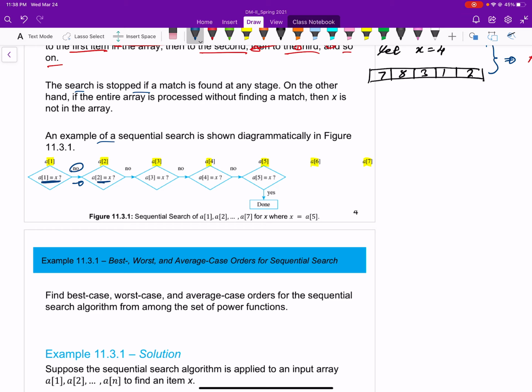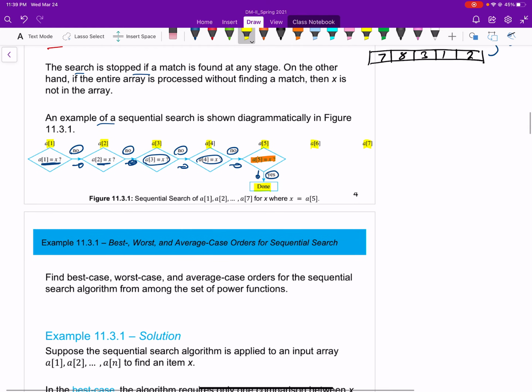Now you check whether the second element is x. No, then you move in that direction. And then check whether the third element is x. No, then move in that direction and keep on doing that. And here what happened is you found x equals the fifth element. Then the answer is yes. Then you go down. That is the end of the search. The searching algorithm will pass the corresponding location. All right, so this is a simple sequential search algorithm.